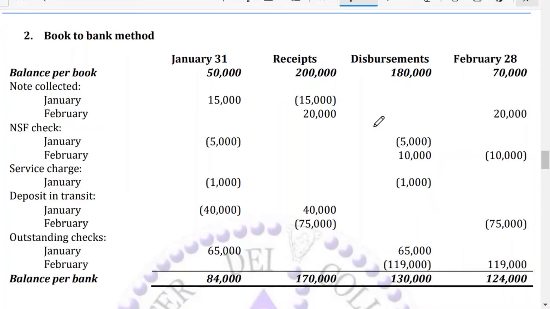It's the same as the previous example in the bank reconciliation. If it starts with the book, then you add the credit memo and you deduct the debit memo. So this one, debit memo, deduct. This one, add, deduct, deduct. Right? This one too, add, deduct. There are only two on the book. Deduct. There's no service charge for February.